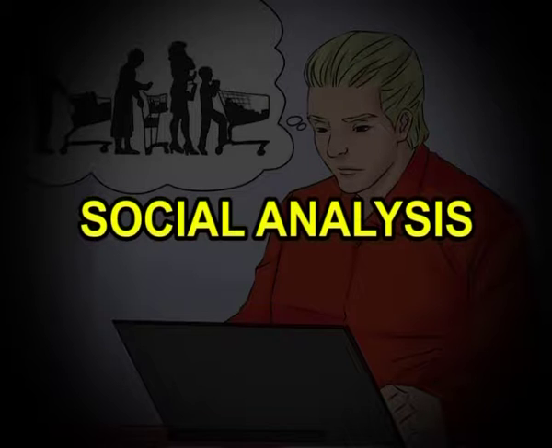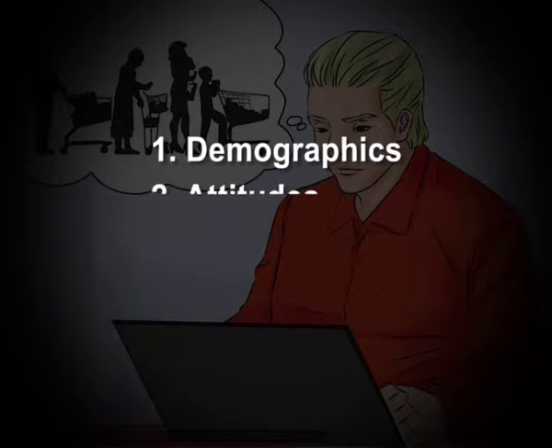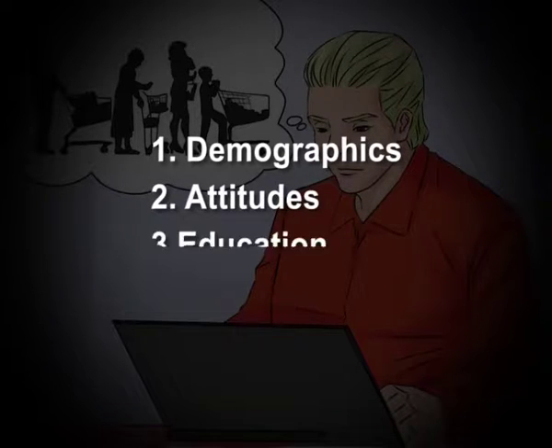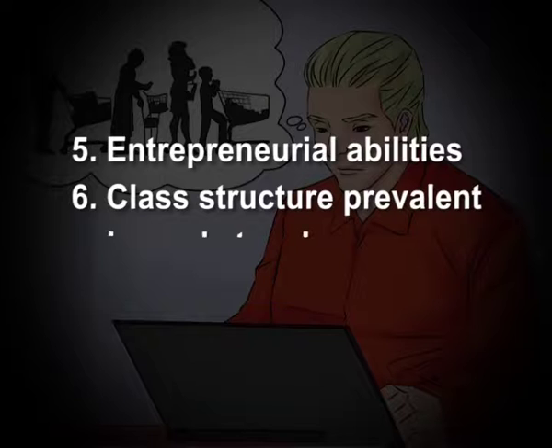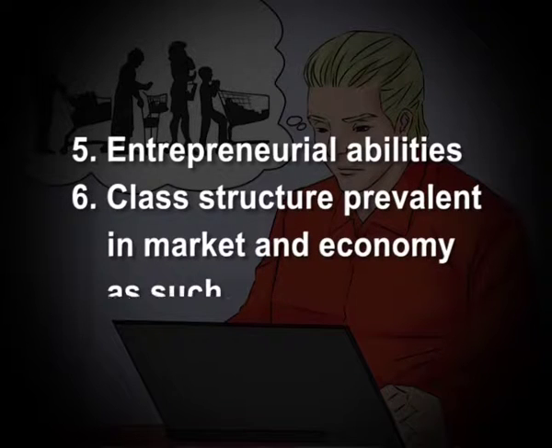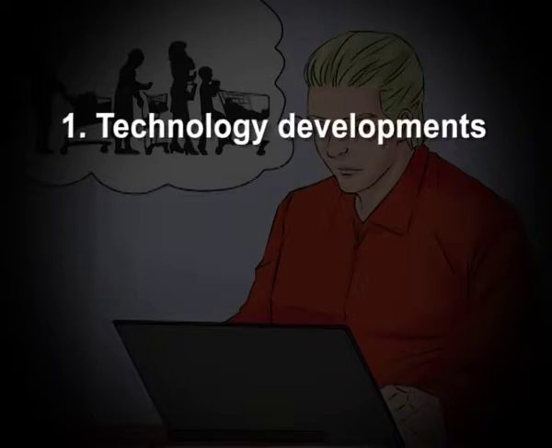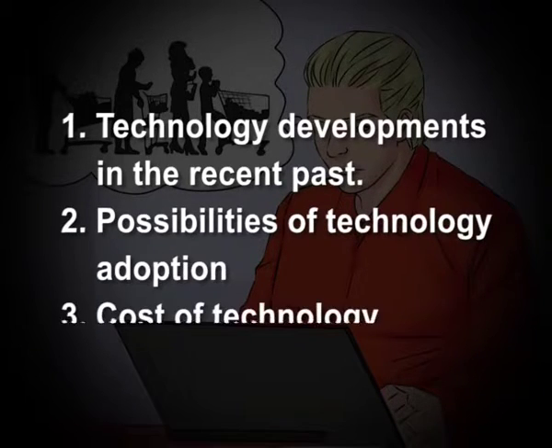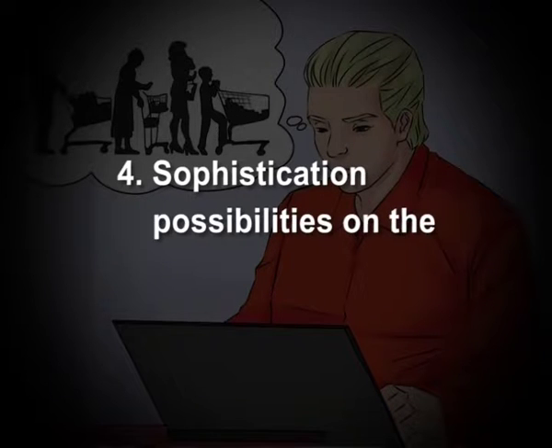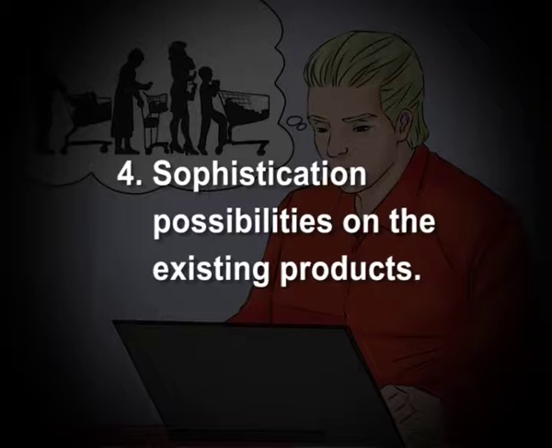So, having seen both of these, now we need to dwell on the social analysis. In order to perform the social analysis, what are the variables that need to be considered? The most important variables are demographics, attitudes, education, culture, entrepreneurial abilities, class structure prevalent in the market and economy as such. Following technology related variables are to be considered: technology developments in the recent past, possibilities of technology adoption, cost of technology, sophistication possibilities on the existing products.